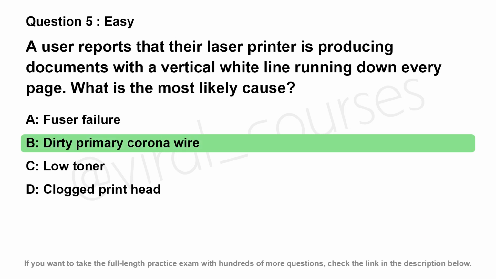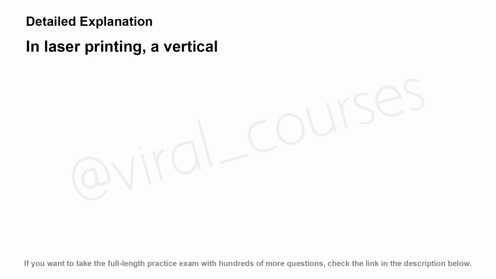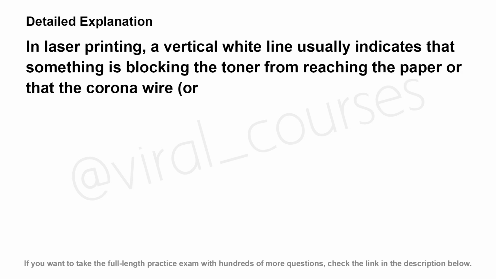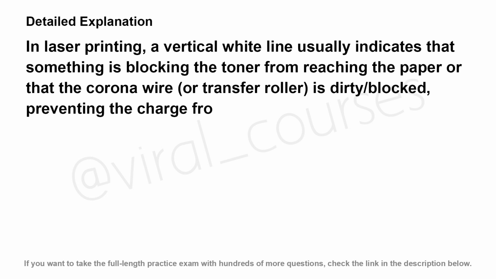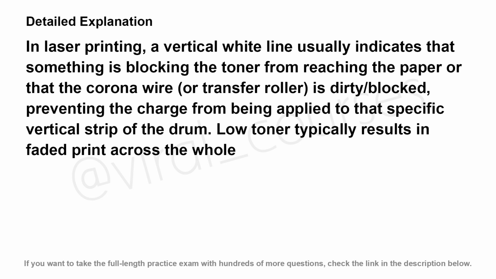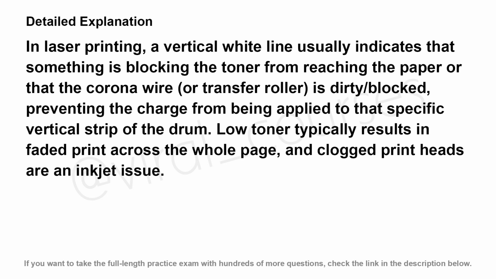The correct answer is B. In laser printing, a vertical white line usually indicates that something is blocking the toner from reaching the paper, or that the corona wire or transfer roller is dirty or blocked, preventing the charge from being applied to that specific vertical strip of the drum. Low toner typically results in faded print across the whole page, and clogged printheads are an inkjet issue.